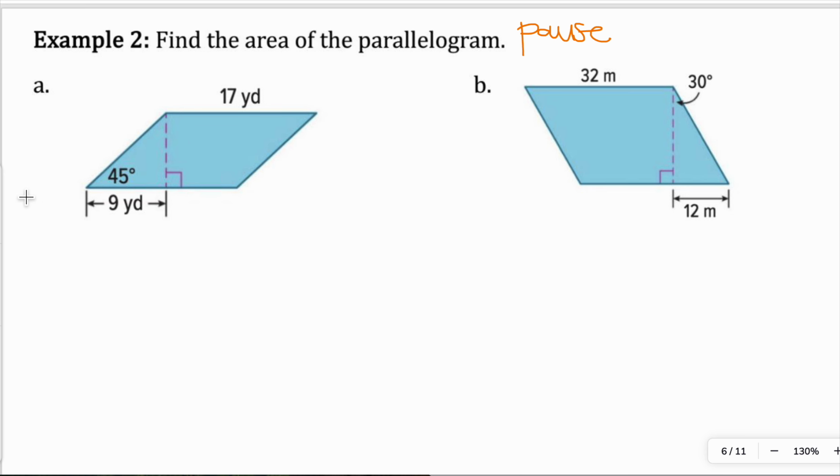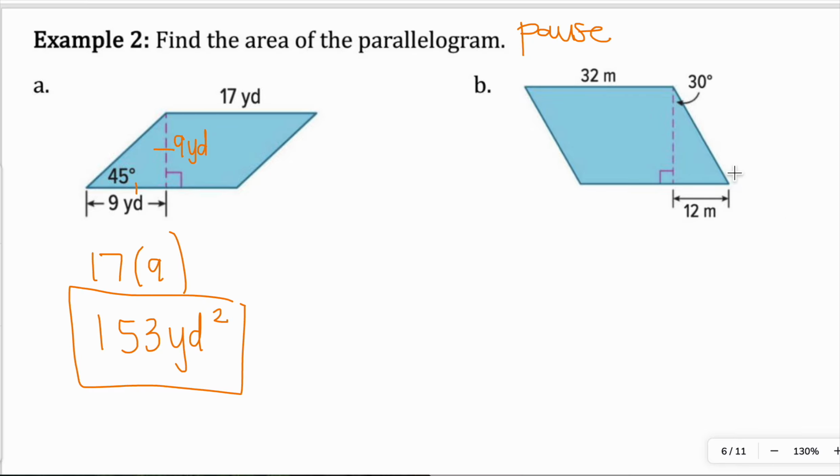All right, one thing we know about 45, 90s is the legs of the triangles are matching. So the height for this one was actually easier to find. It is 9 yards. So my base is 17, my height is 9. Multiplying those together, I'm going to get 153 square yards.